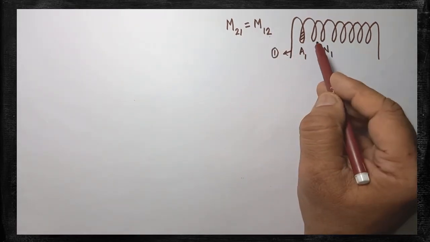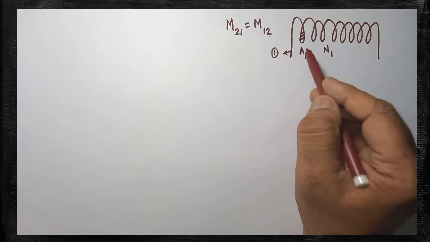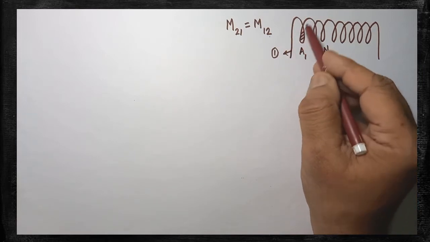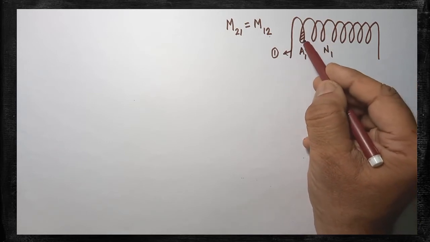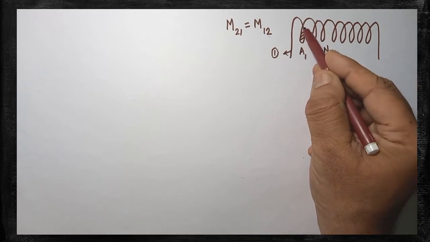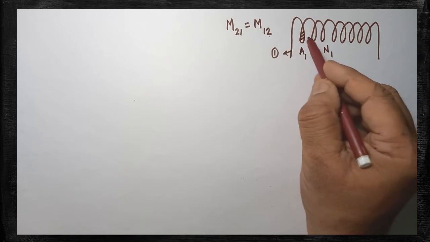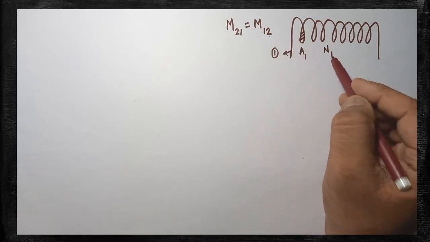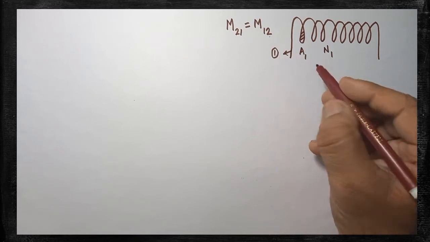In the case of mutual inductance, we have to take two solenoids. This is the first solenoid. It's a lengthy coil. The area of cross section of each turn is A1. The number of turns used in the first coil is N1. This is the first coil.